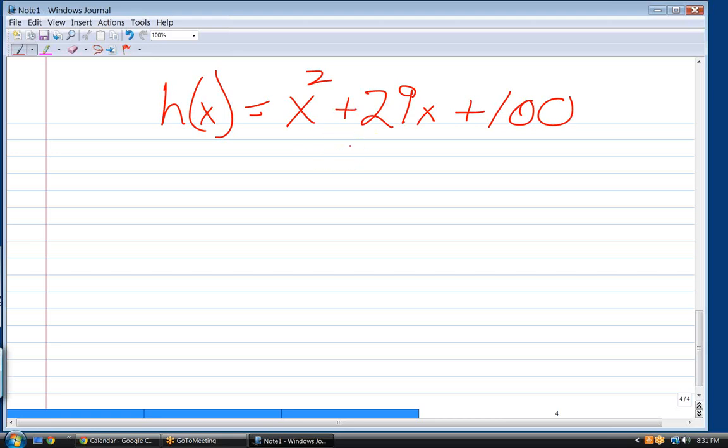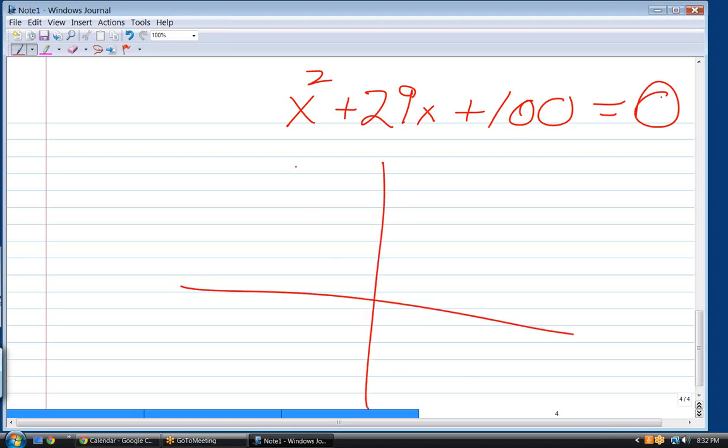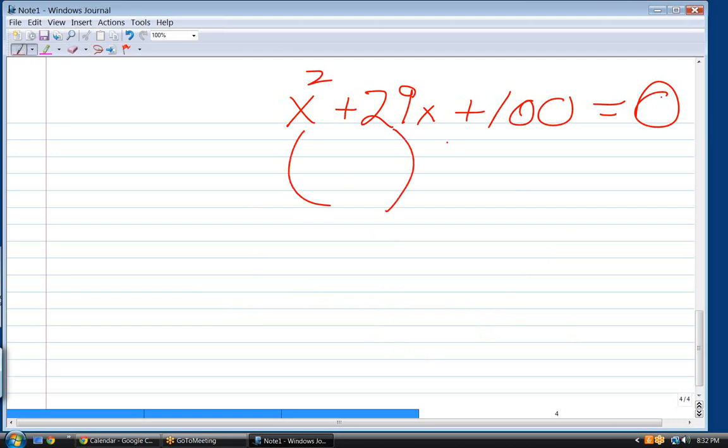When you say find the zeros, it means setting it equal to 0, because the zeros are where h of x is 0. That's where this function crosses. This function is going to look something like this. It's going to be a parabola. Well, where do the zeros come? They come where y is equal to 0. That's why we set the whole thing equal to 0 and then solve it. So the question is, does it factor nicely?